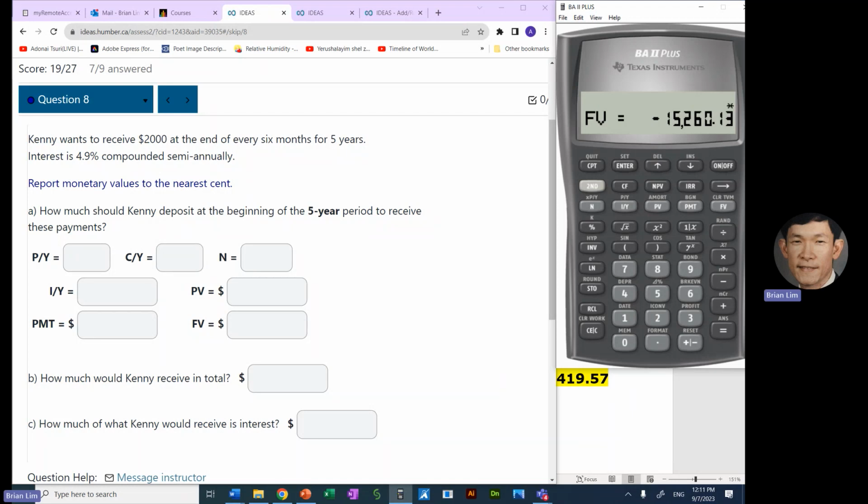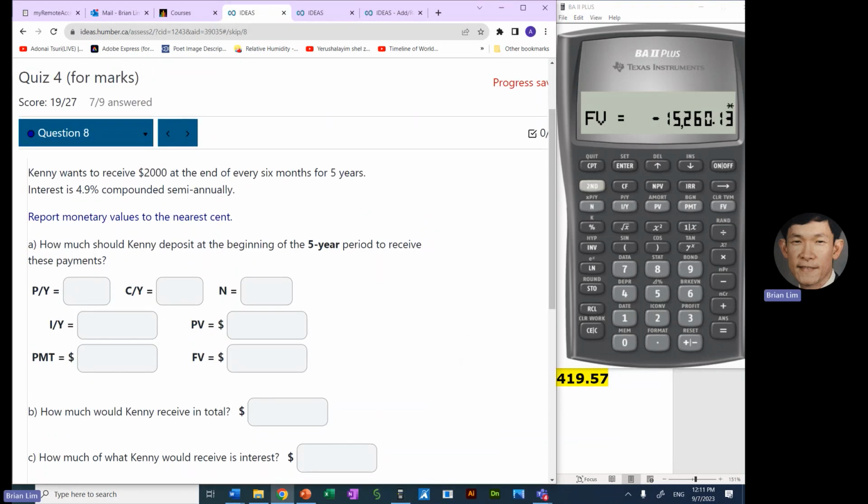Okay, here we are again for another episode on annuities. And in this one, we will calculate the present value. This is an ordinary simple annuity.